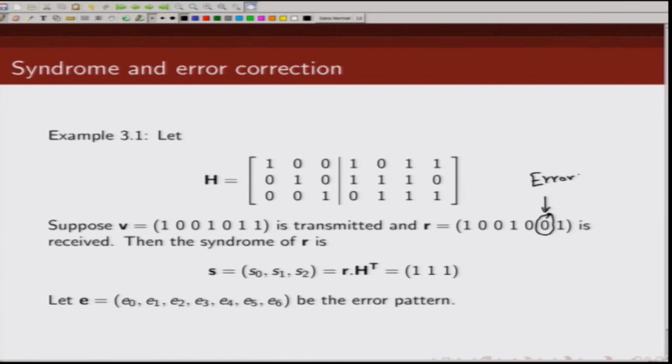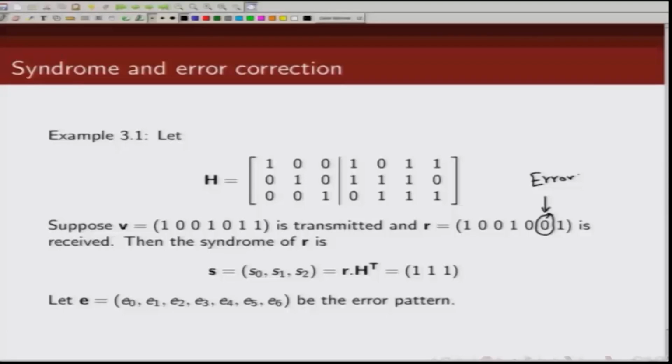Now, how do we find out that there is an error, and where it is? The first thing we will do is compute the syndrome. When we compute the syndrome, which is RH transpose, we get a non-zero result. Since this is non-zero, it means there is an error. The next step is to find out where the error has occurred.